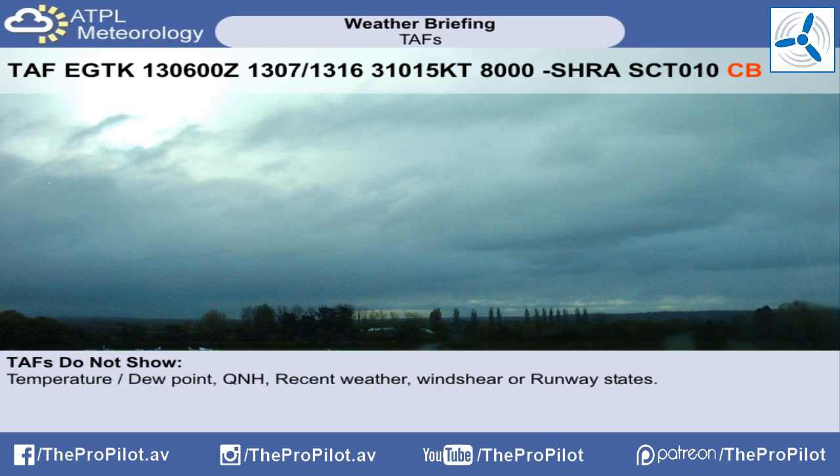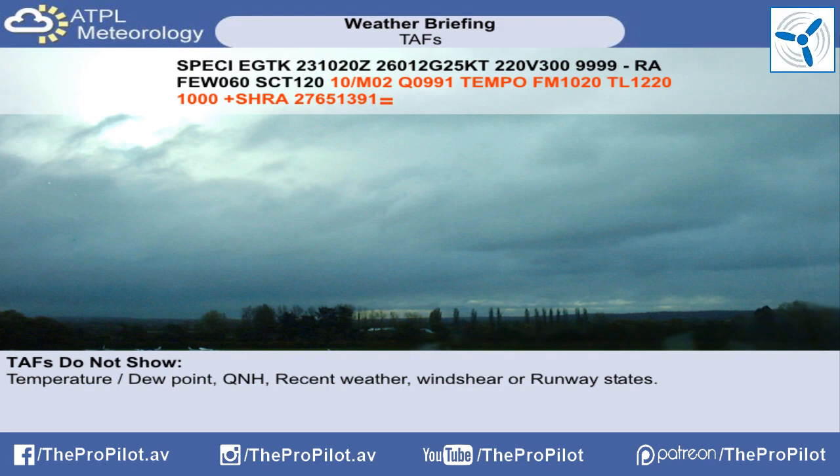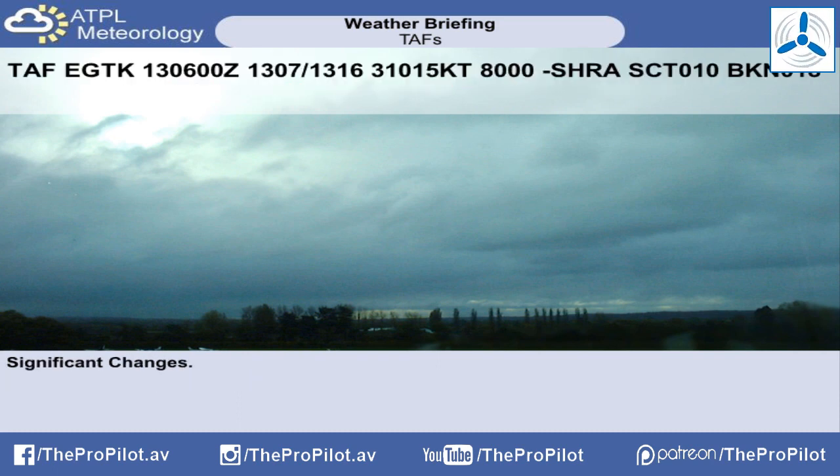The main TAF information ends at the cloud group. You may recall, though, that the METAR had a lot of extra information after the cloud groups, as shown here. TAFs, however, do not have any temperature and dew point, QNH, recent weather, wind shear or runway state information. Only significant changes of weather follow the cloud group. We will now look at how the significant weather changes are coded within the TAF period.